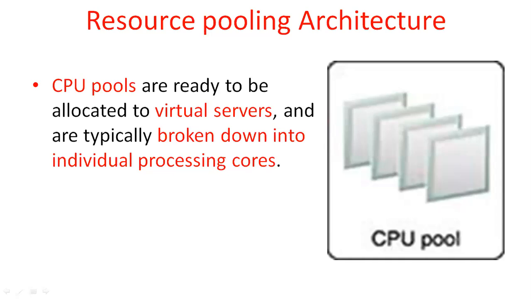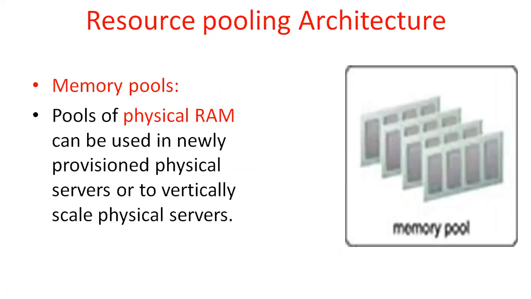And then CPU pools. Here in the right side diagram, different CPU pools are there. That means CPU groups that are allocated to virtual servers and are typically broken down into individual processing cores. That means you can perform this by using CPU pools. Then the memory pools: the pool of physical RAM can be used in newly provisioned physical servers or to vertically scale the physical servers. For this purpose, you are using these memory pools.